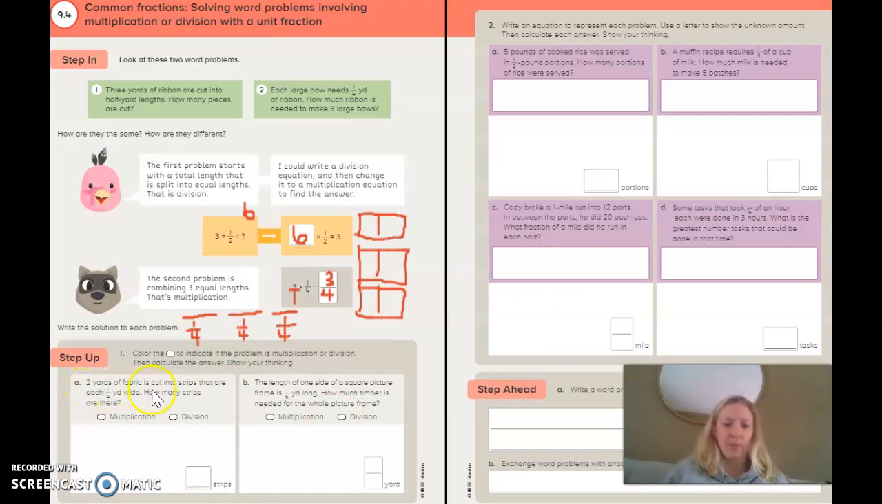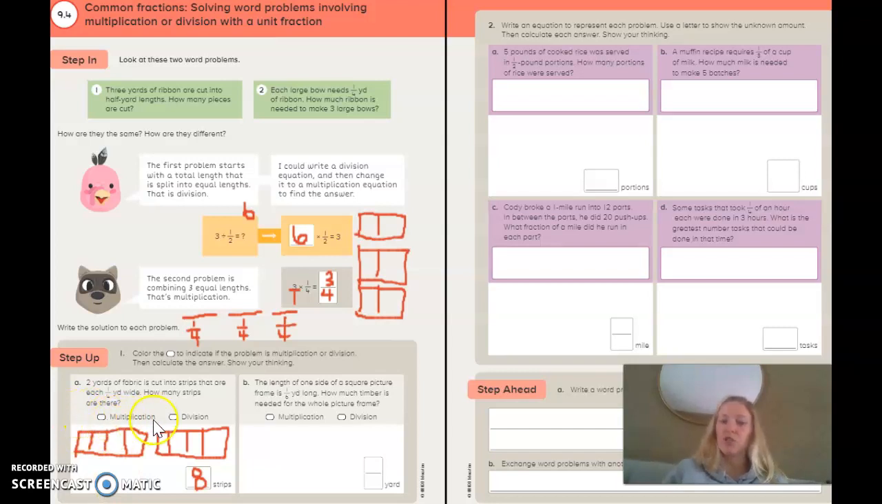It says 2 yards of fabric is cut into strips that are each 1/4 yard wide. How many strips are there? Okay, so I know I have 2 yards. Okay, here's 1 yard. Here's 2 yards. Okay, they're cut into 1/4 yard long pieces. So they're cut into fourths. Just like that. How many strips are there? Well, there's 1, 2, 3, 4, 5, 6, 7, 8. There's 8 different strips.